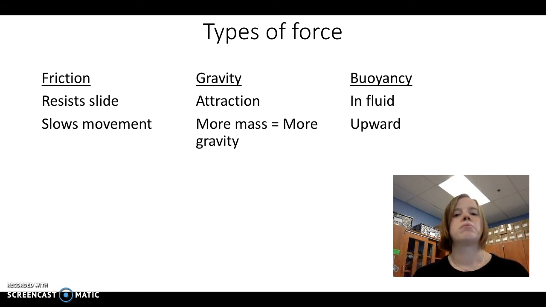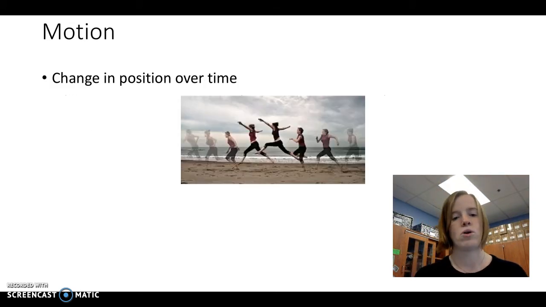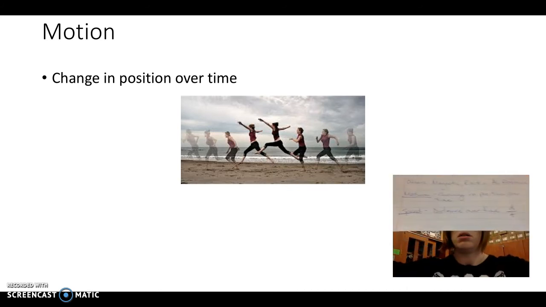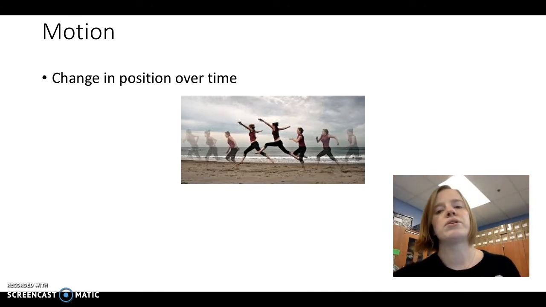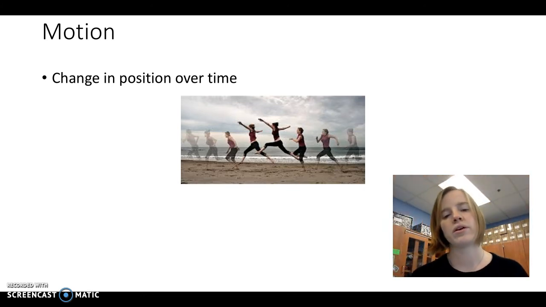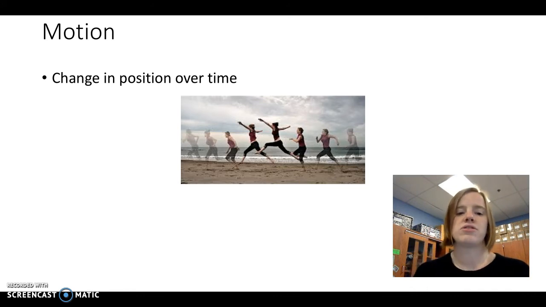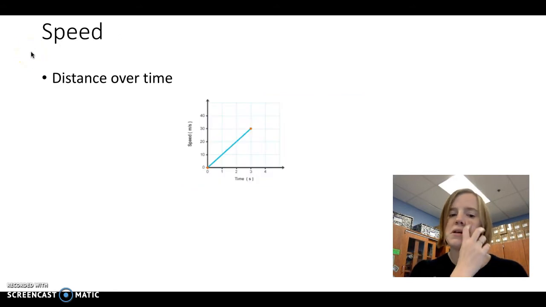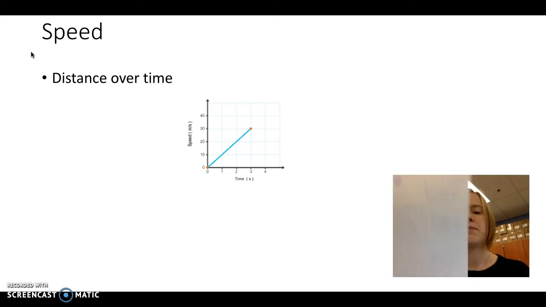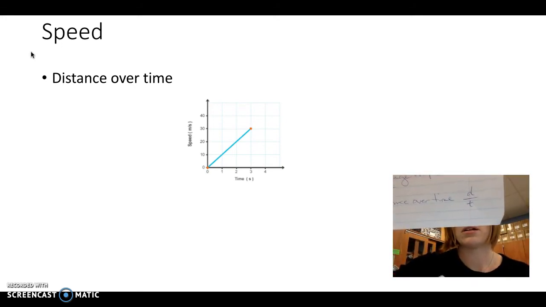In the next unit, we'll talk about magnetism and electricity a little bit more. The next slide, motion. Motion is our change in position over time. So just on the bottom, I wrote 2 more vocabulary words, motion and speed. This is what our worksheet's going to be on. We're going to be graphing motion and speed over time. So change in position over time is motion, and then the next one is speed, which is distance over time. So you can write distance over time out and then make sure you're writing d over t.